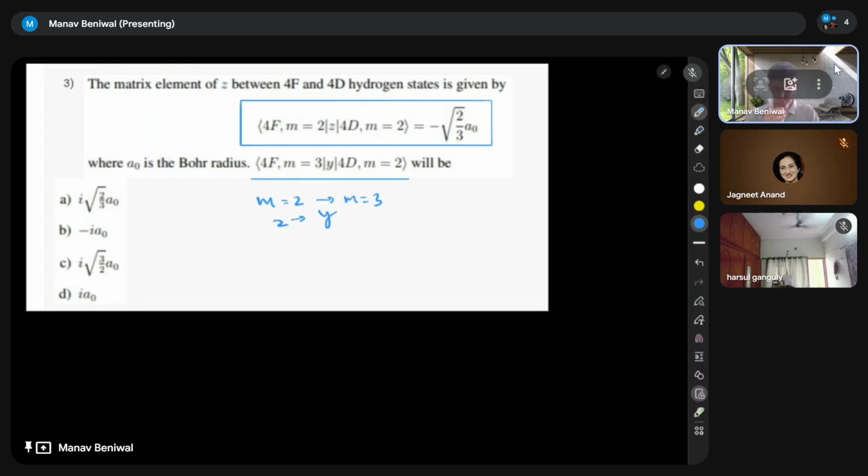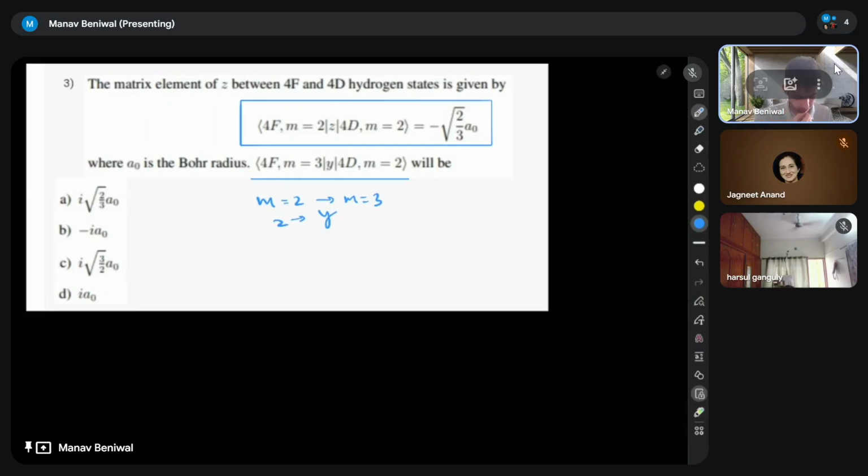Now to solve this, does this look somewhat familiar? What should we do? Do you want to take a guess? How should we proceed on solving this? Anyway, first of all, what are this z and y? These z and y are the components of the position vector.